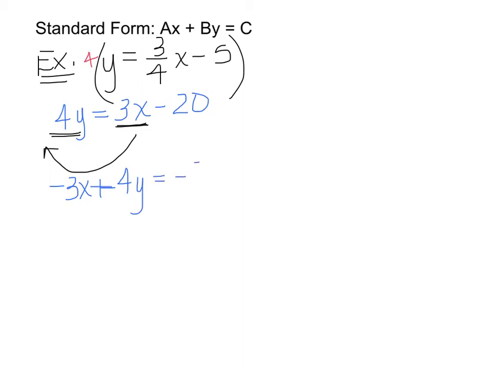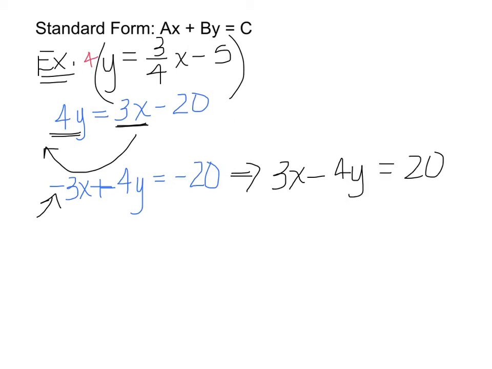equals -20. Now, some books have you get rid of this negative, but if you do, you will have to do the entire row by -1. So it'll look like 3x minus 4y would give you +20. But either one of these answers would be correct.